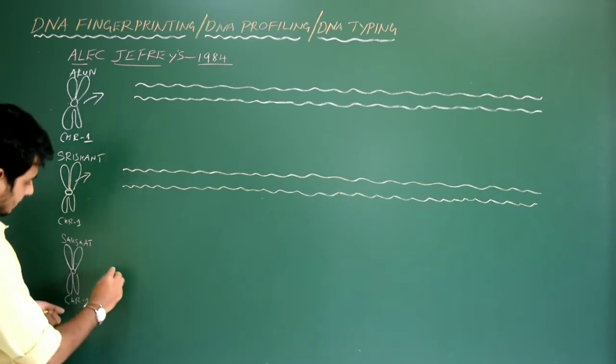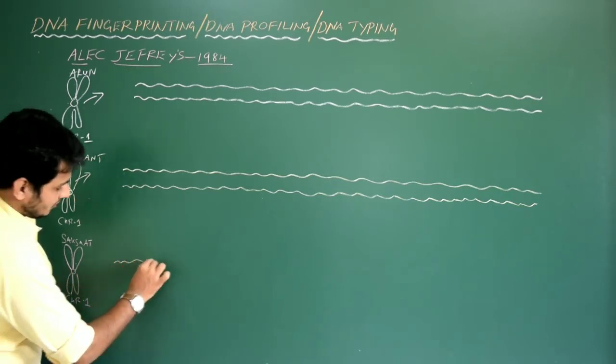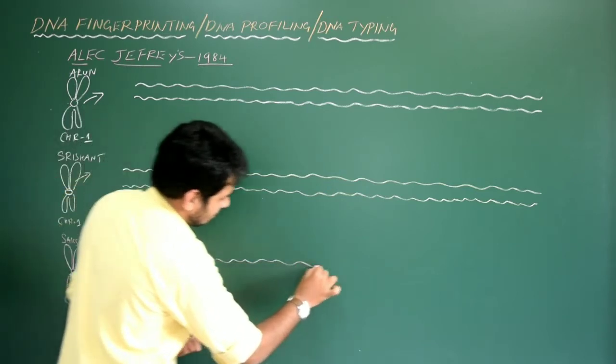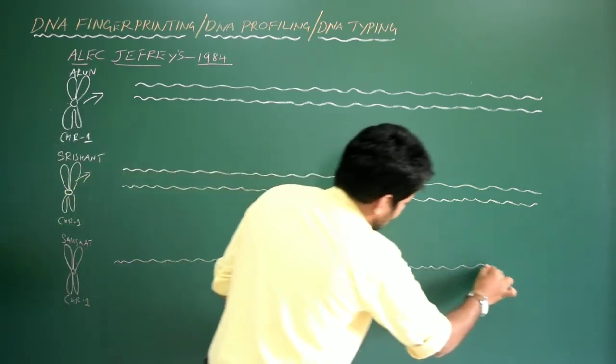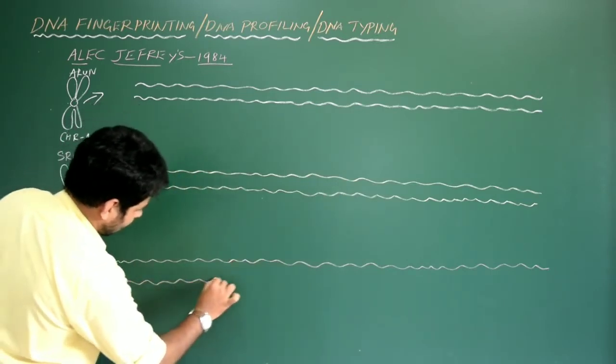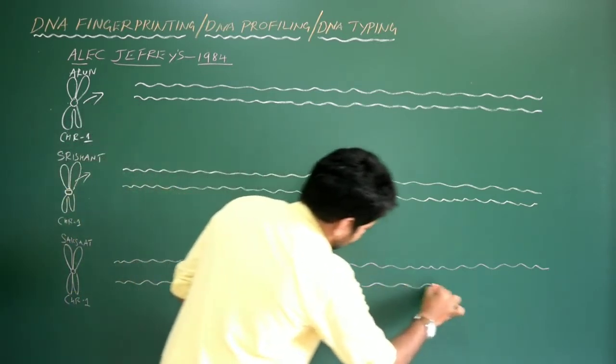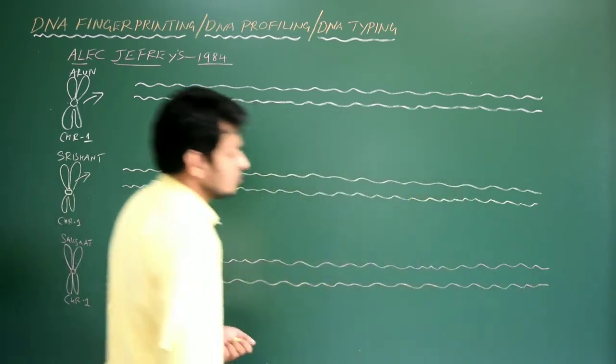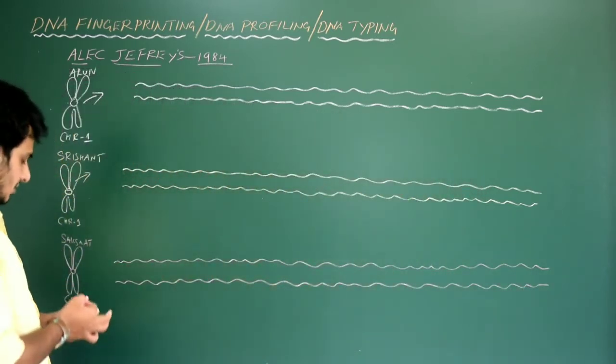So this is chromosome 1 of Srishant, the DNA of Srishant's chromosome, and now I have to use the pink color here. I'll go slow and it takes time. So this is now Sakshat's chromosome number 1, the DNA of Sakshat.